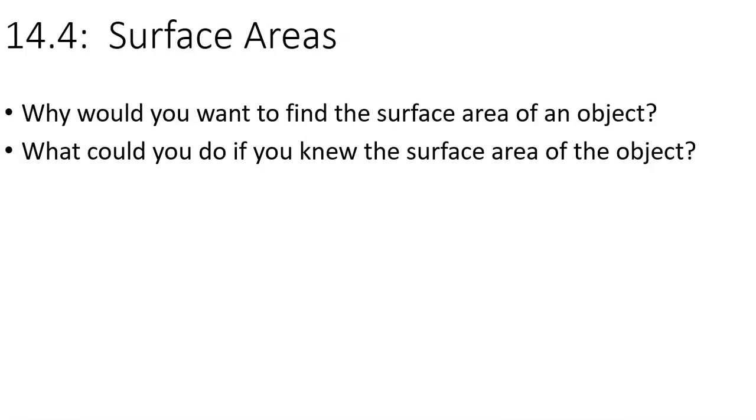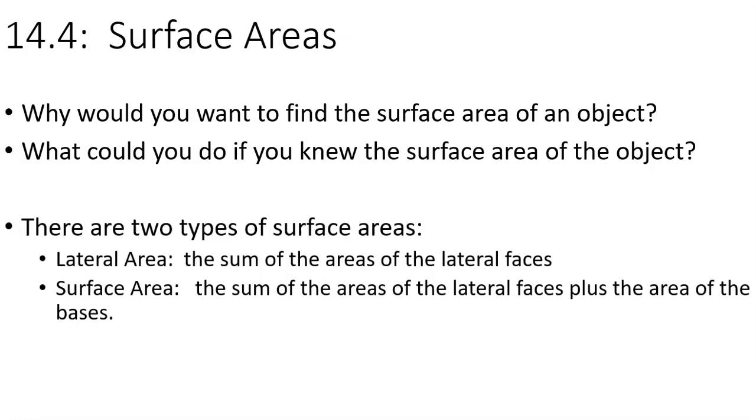So these were the questions that I had just sort of put out as leading introductory questions. Why would you want to find the surface area? What could you do if you knew the surface area? And we already talked about that a little bit. So there's two types of surface area. Lateral surface area just goes around the outside. We call those things the lateral faces. So if you have, let's say, a pentagonal prism, the rectangles on the outside, that's your lateral surface. Then if you add in the two pentagonal bases, top and bottom, now you've got the surface area.